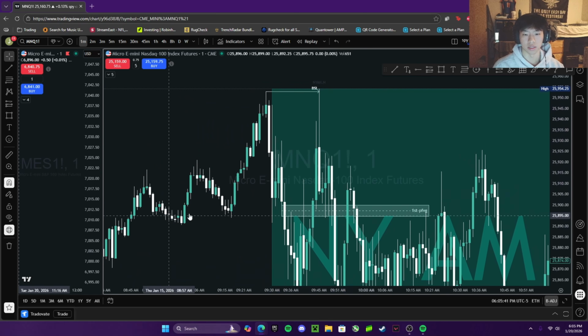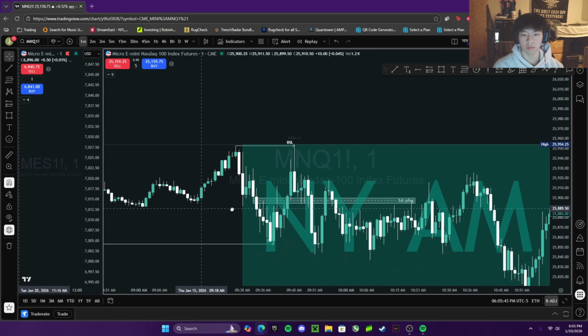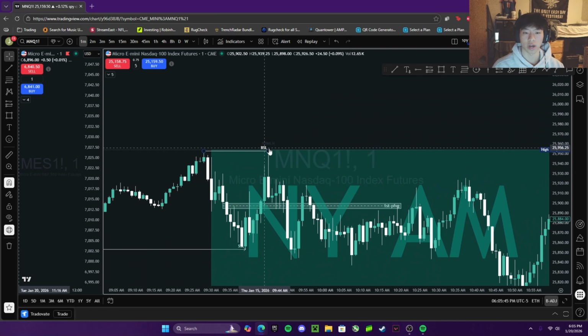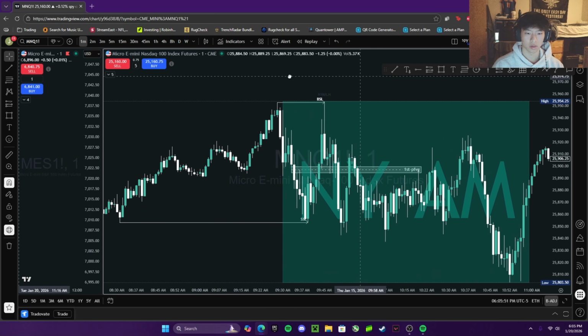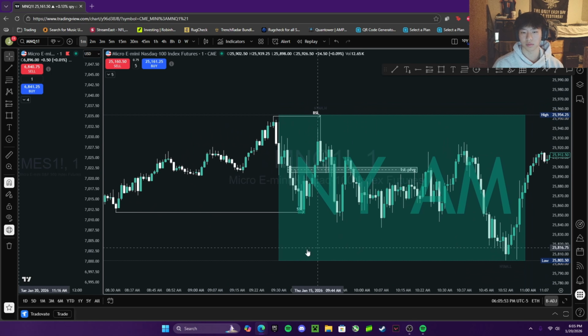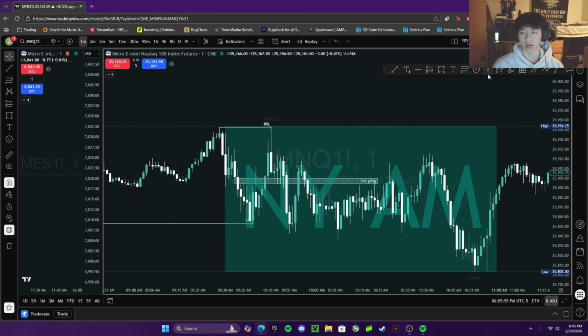Another way is reacting off of this buy side liquidity right here. So once price gets swept, we kind of want to see if price would react off. So price comes up, doesn't break higher, and disrespects the first presented fair value gap right here.